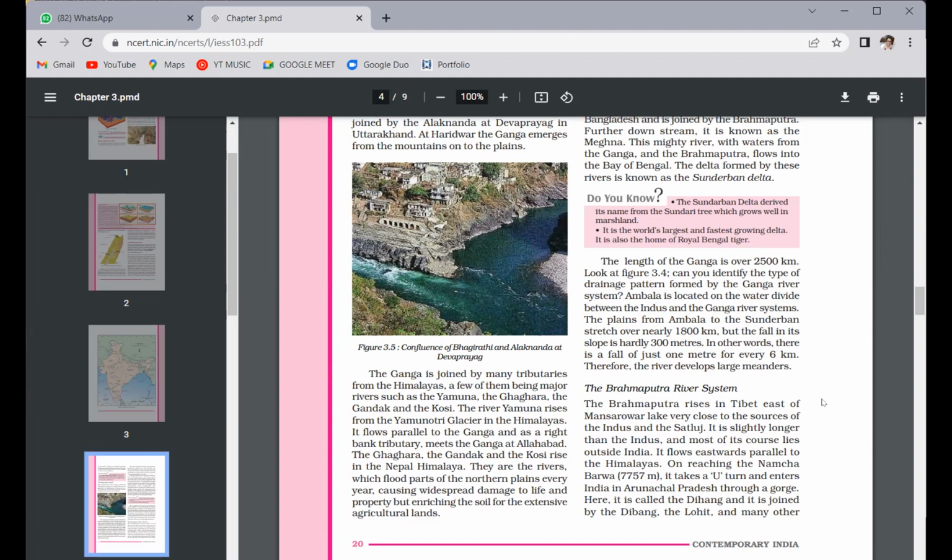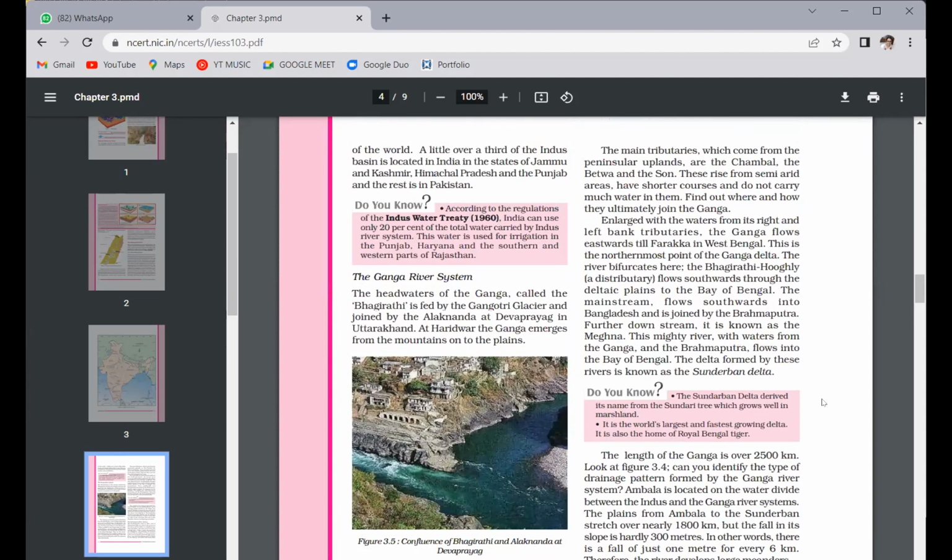The main tributaries, by enriching the soil for the extensive agricultural lands, right? The main tributaries. Carry on.